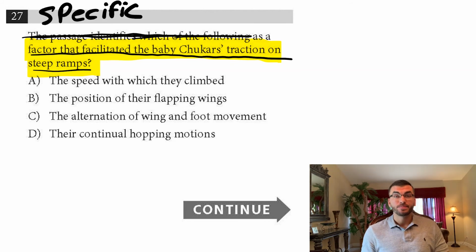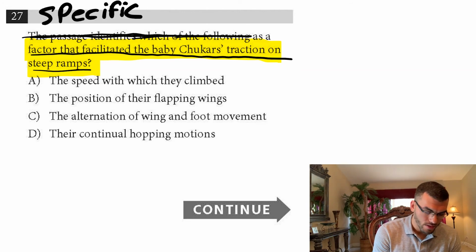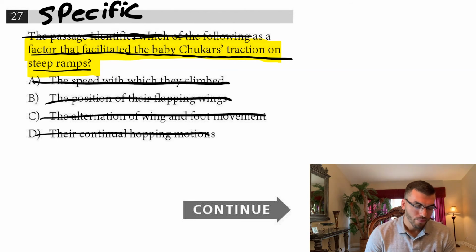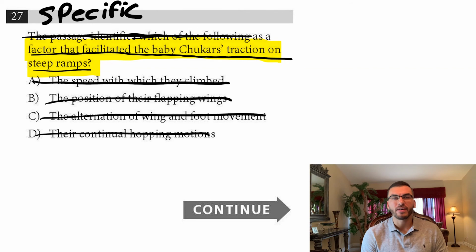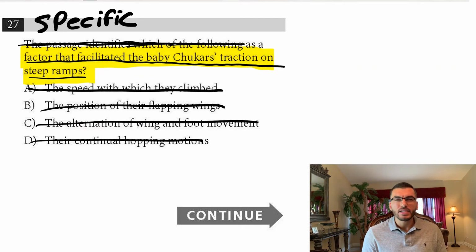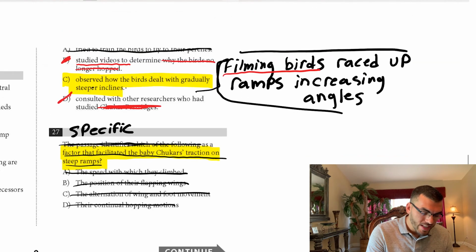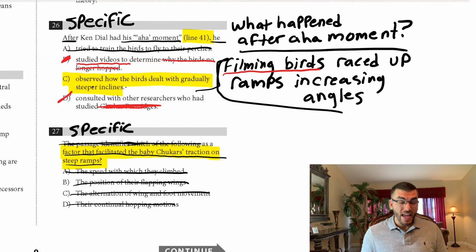What's the next thing that we do, guys? We got to cover our answer choices. Hide the answer choices. All right. Oh, looks like we don't have a line reference again. So do we go back to the beginning of the passage and start looking for our key words of baby Chukar and traction on steep ramps? No, the answers go in order. So let's look at the previous question. Oh, we already did the previous question. So the answer to question 27 is going to be after the answer to question number 26. So let me go to where I found 26, and then from there, I'll start reading and looking for anything along the lines of baby Chukar, traction, and steep ramps.